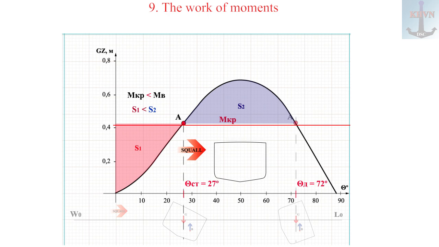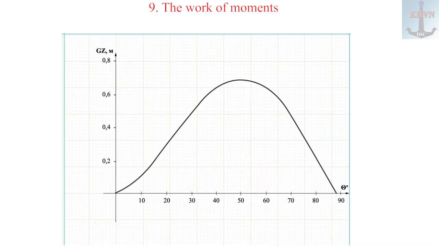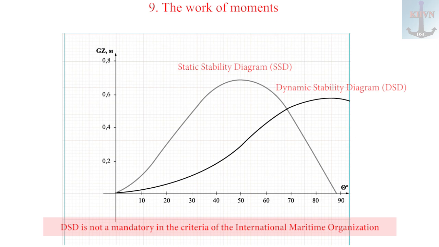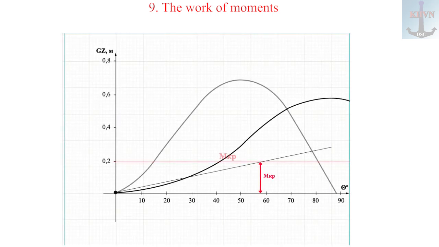The IMO Code for Intact Stability, 2008, tightens the control measures for vessel stability, and the calculation of the minimum criteria is carried out from the worst position, when the vessel is already heeled in the direction of dynamic load. Why this option is considered the worst will be discussed later. Before I tell you how these tasks are solved on the dynamic stability diagram, DSD, I must warn you that the DSD is not mandatory in the criteria of the International Maritime Organization. So I'll try to be brief.